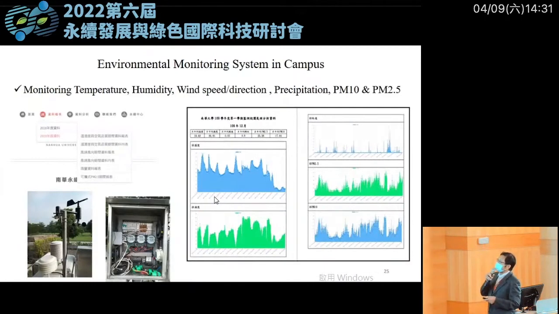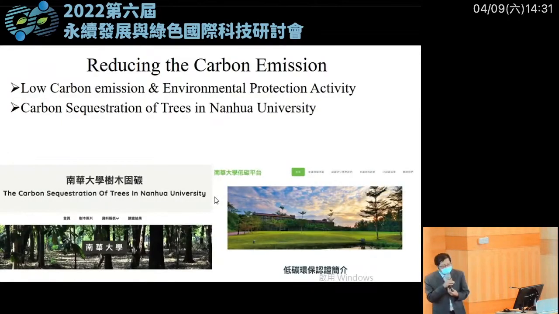And you can see this one. This system, in fact, is on our campus. You can see we are monitoring the temperature, humidity, wind speed, wind direction, precipitation, and PM10 and PM2.5. This is on our campus. The second thing, we want to reduce the carbon emission of our campus.